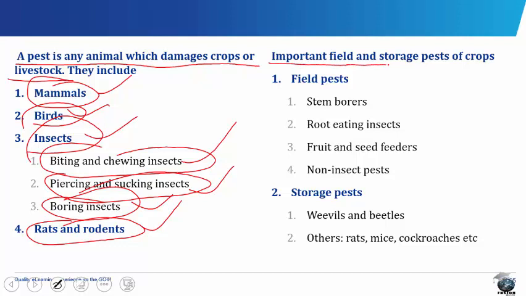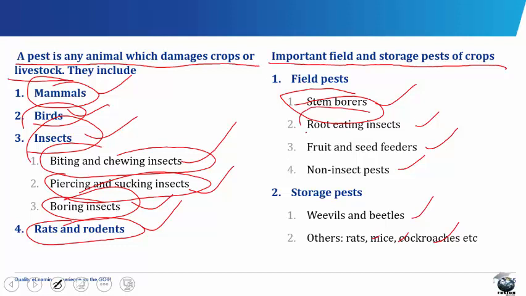Important field and storage pests of crops. The field pests include the stem borers, root-eating insects, fruit and seed feeders, and non-insect pests, while the storage pests include weevils and beetles and others, which are lice, mice, cockroaches, etc. Stem borers tunnel through the stem, causing the stalk to collapse. They also eat up growing points, and late crops suffer the most.